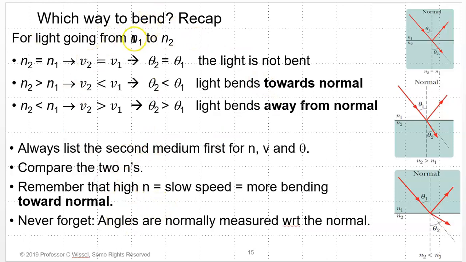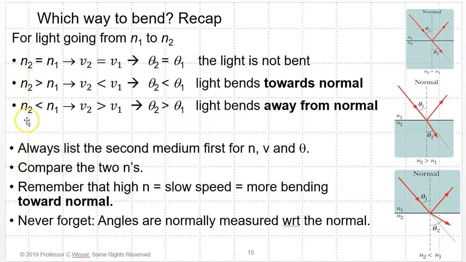Okay, so light is going from N1 to N2. If N2 and N1 are the same, V2 equals V1, theta 2 equals theta 1, the light is not bent. If N2 is greater than N1, V2 will be less than V1, theta 2 is less than theta 1, light bends toward the normal because you're going into the slower medium. If N2 is less than N1, V2 will be greater than V1, theta 2 will be greater than theta 1, the light will bend away from the normal because it's going into the faster medium.